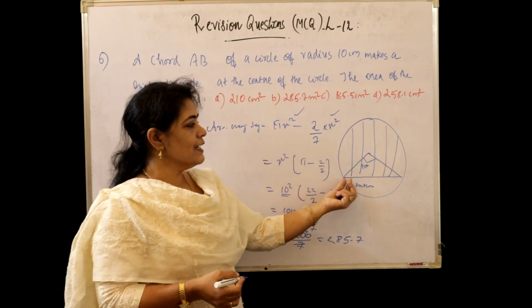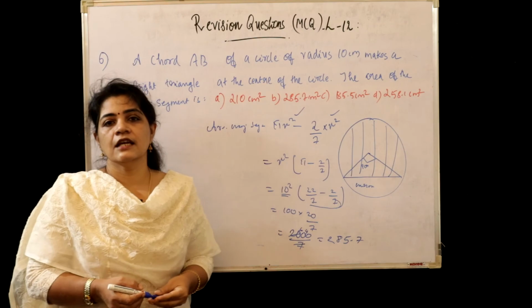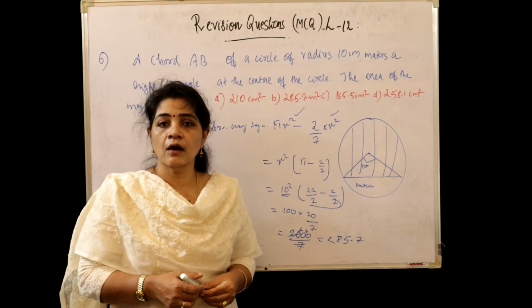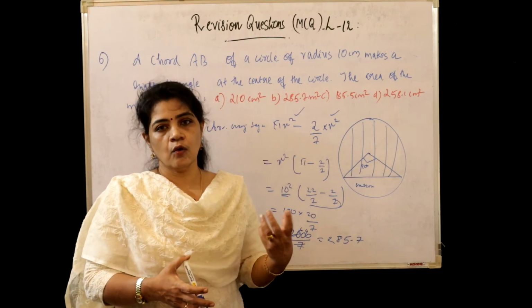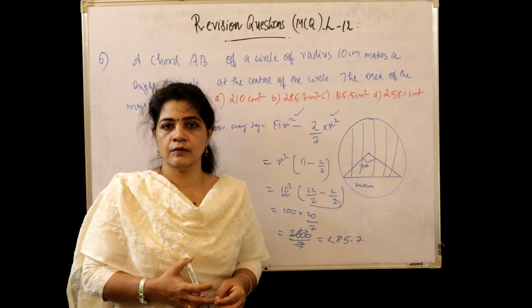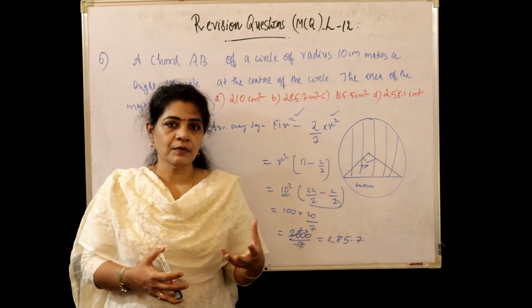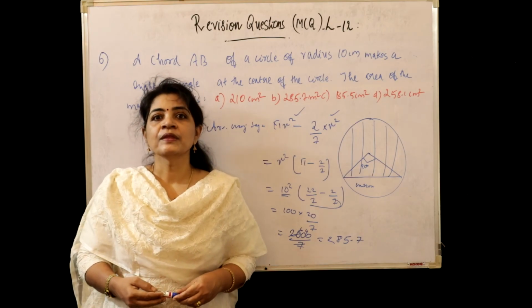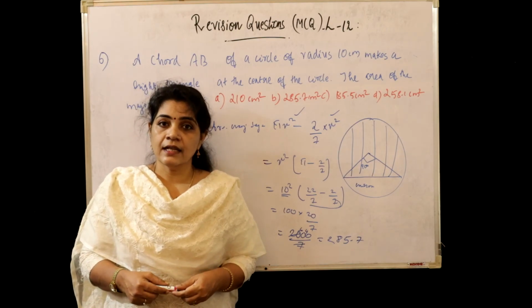So we have seen that the area of the major segment is found by simply subtracting the area of the minor segment from the whole area of the circle, that is pi r square. So this is all about some revision MCQ questions from lesson 12, that is areas related to circle.